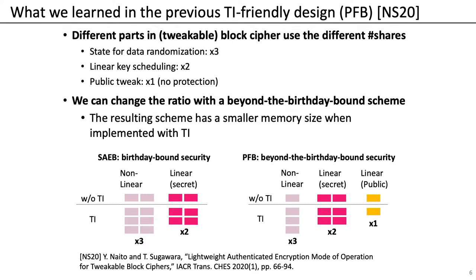So the figure on the left is a block cipher based design called SAEB, and the one on the right is the TBC based design PFB. What PFB did is to convert a half of the nonlinear part into a linear and public tweak. The total number of memories is the same without TI, but because of different multipliers, the memory sizes with TI are different between the schemes.